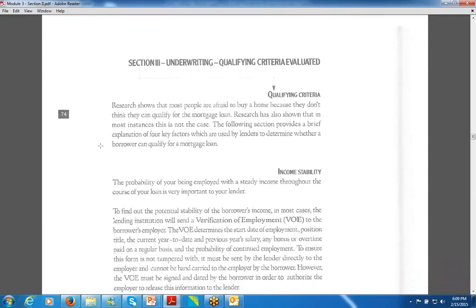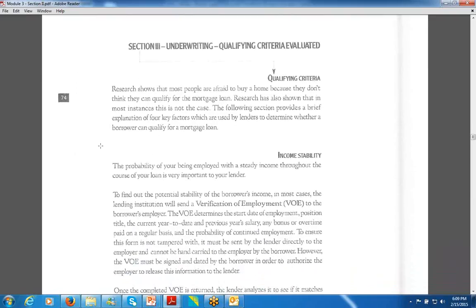Section 3, underwriting. Qualifying criteria evaluated. Now, in lending, you'll hear about the C's of lending. Credit, character, capacity, cash. Okay? Your credit report tells you that. Your character, credit report is another. Your capacity, the debt ratio tells us what that is. Okay, so we've covered the calculations around the factors that we use to underwrite the risk of lending you money. And that's what those qualifying criteria are.